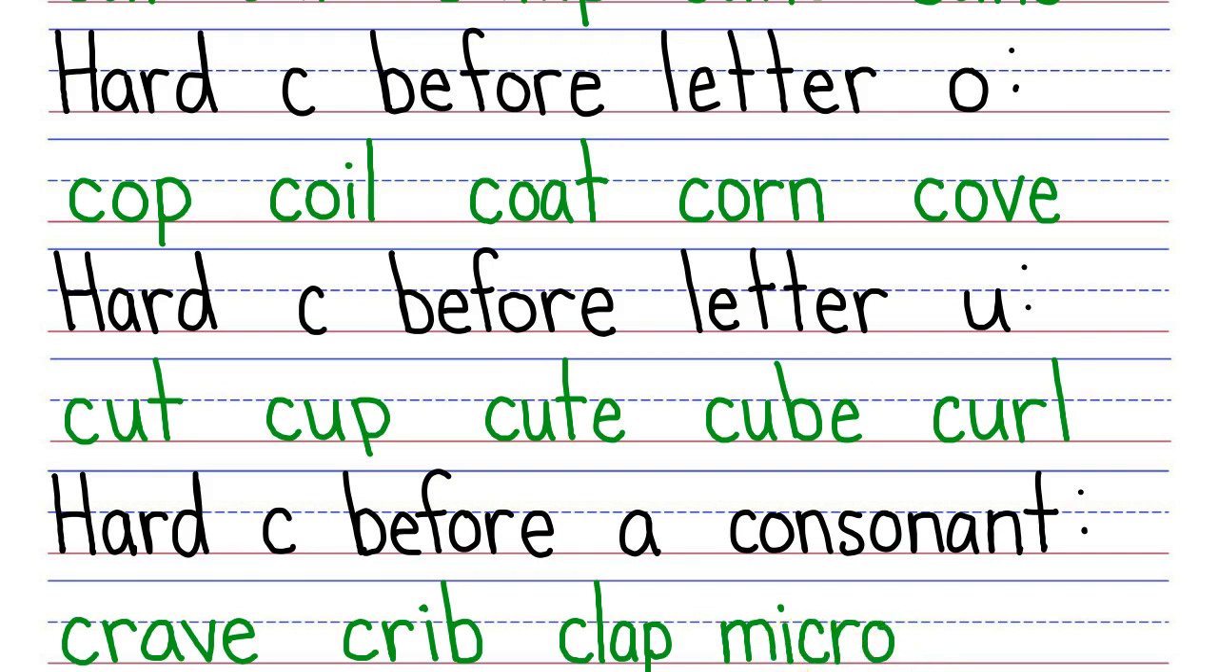Micro. Say it together fast. Next word, act. We've got the A that makes a short A sound because this is a closed syllable word, followed by a C that makes the hard C sound k because it comes before the consonant letter T that says t. Ack-t. Say it together fast. Act.